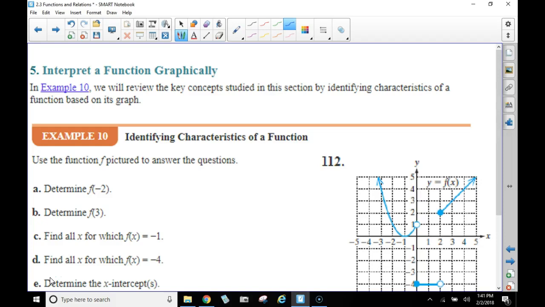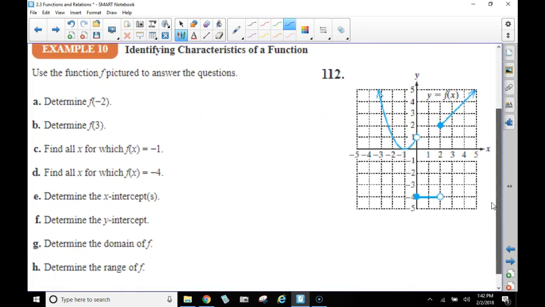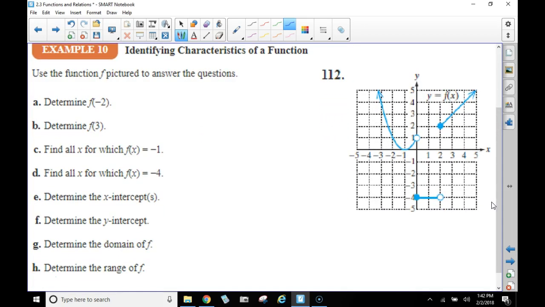On our next example, we look at how to interpret the graph of a function so that we can pick out some of its key characteristics. Let's look at example 10. This says use the function f, y equals f of x, pictured, to answer the questions.